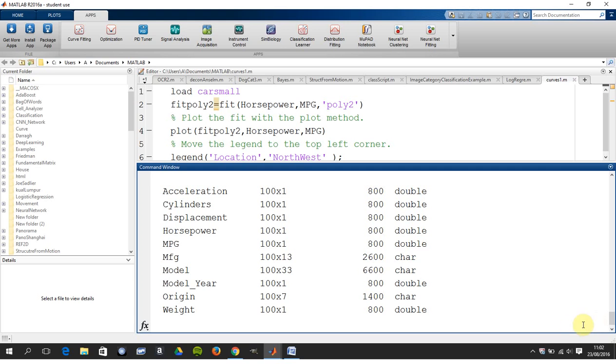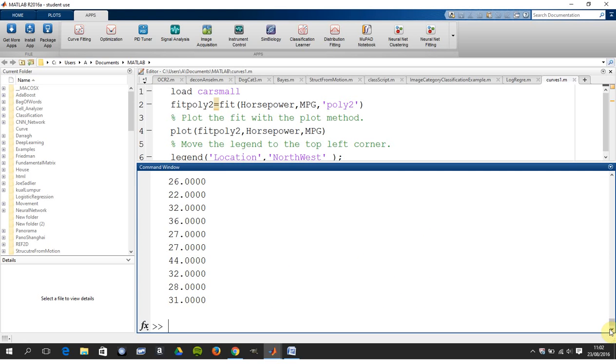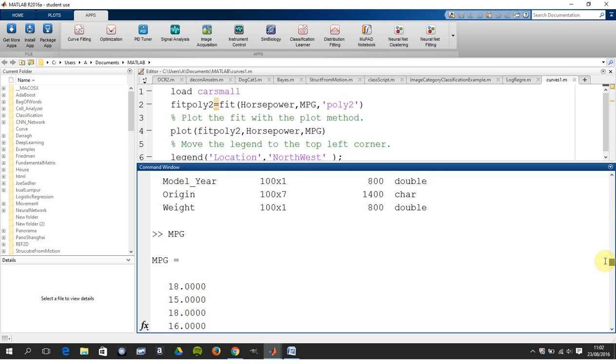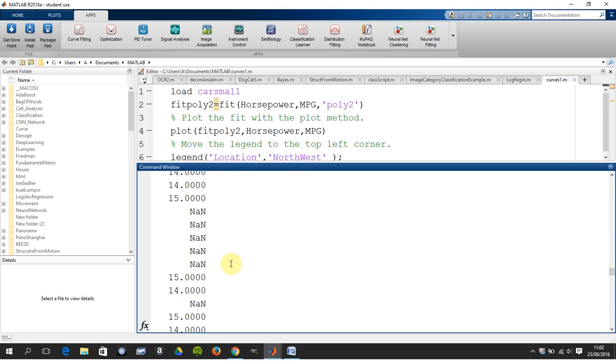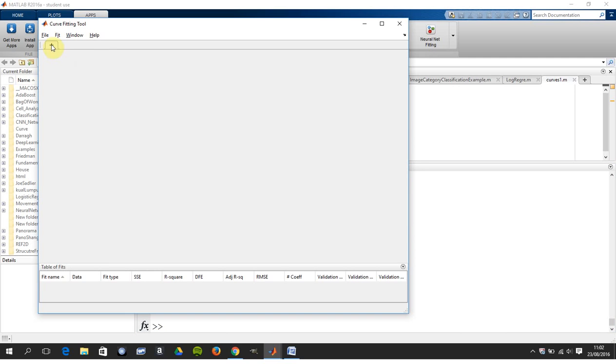So there's 100 data points, and if you use the polyfit command, it won't work in this case. Why? Because some of the data points are not a number, NaN. So if you use polyfit, it's going to object. So we go to curve fitting, and we just do a new fit.